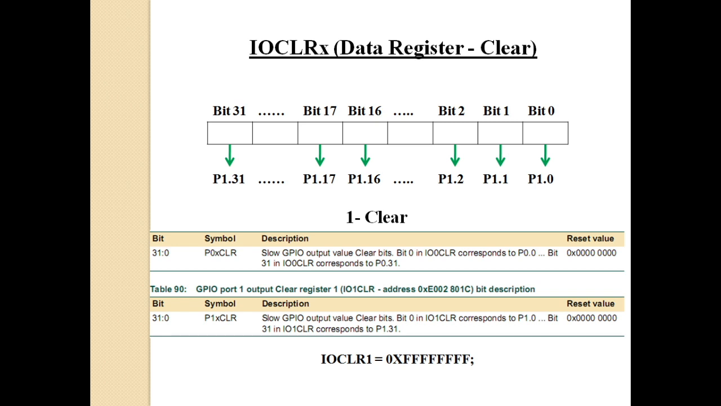Again X shows the port number. So I should take the IO clear 1 register, IO clear 1. Similar to your IO set register, wherever you are writing 1, the corresponding pin will be cleared. You need to keep in mind here that for writing 0 to a pin, or for clearing a pin, you are writing 1. For setting also you are writing 1. For clearing also you are writing 1.